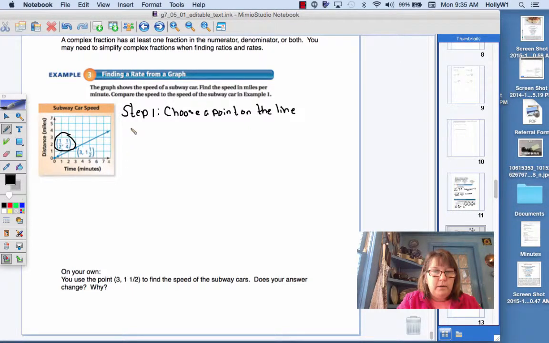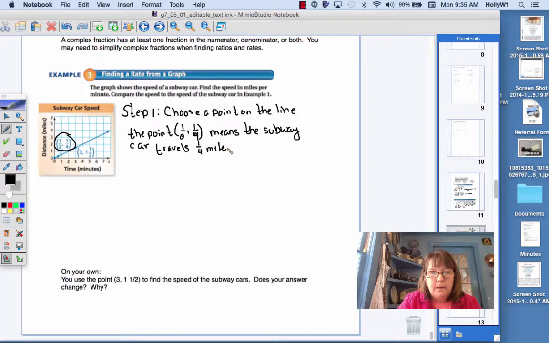So the point 1/2, 1/4, that is 1/4, means the subway car travels 1/4 mile in 1/2 minute.